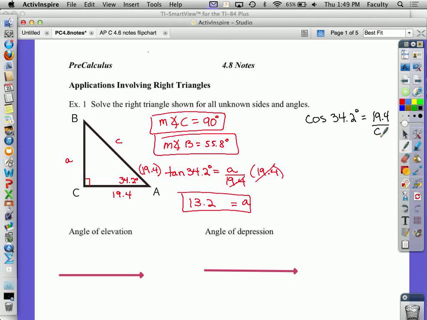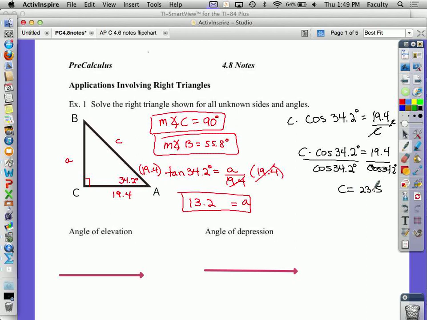So what I need to do is C is in the denominator. So you actually need to multiply both sides by C to get it out. So I have C times the cosine of 34.2 degrees equals 19.4. So I wanted you to see if your fraction has the variable in the bottom, multiply by the variable to get it out. Then you can divide by cosine 34.2 degrees. So then I got C was about 23.5.